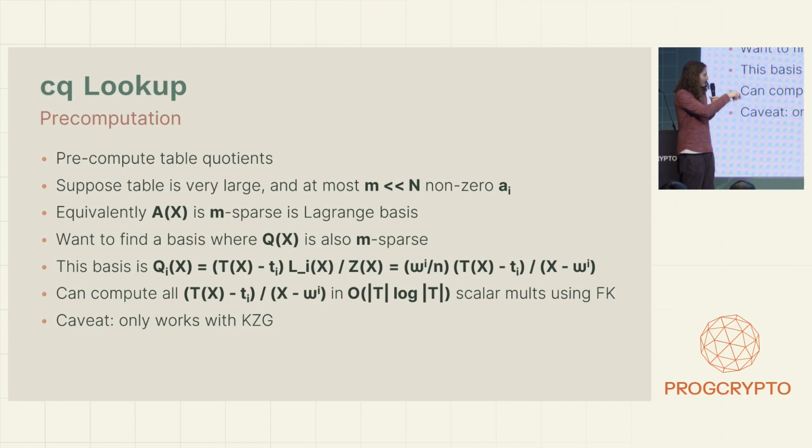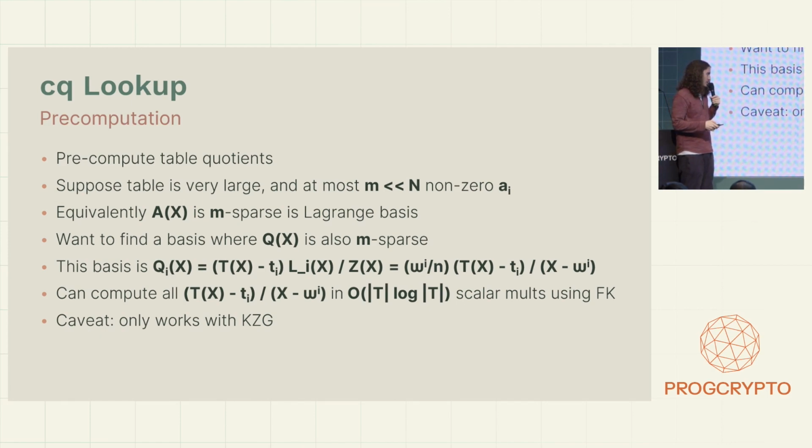But you can take advantage of the structure of the problem and essentially perform an FFT on group elements to compute all of these openings, all of these expressions on the right-hand side, except for the omega to the i divided by n, in t log t time. And you can multiply by the normalization in t time. So this only works with KZG. It's not even really clear what it would mean for other polynomial commitment schemes.